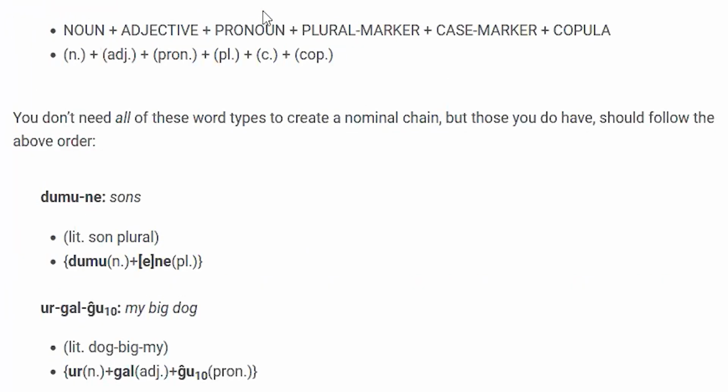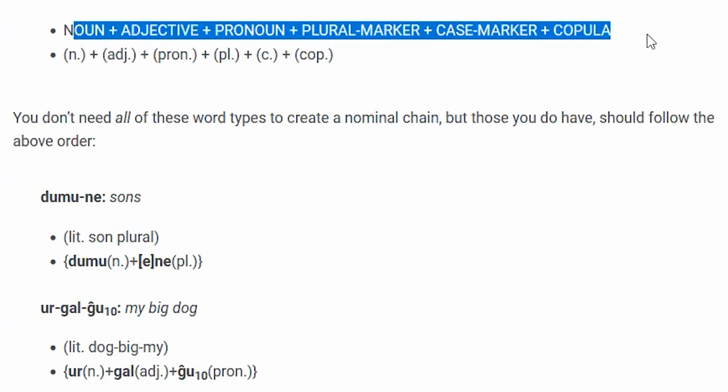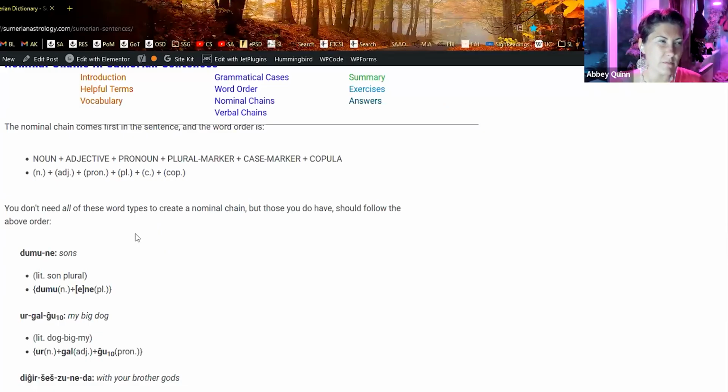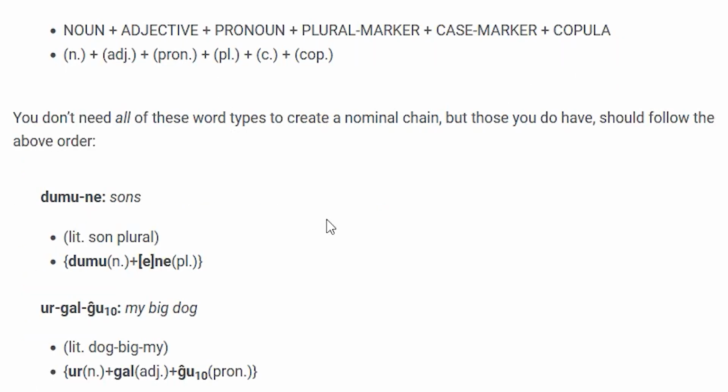Again, you don't need all of these, but if you do have them, they should pretty much come in this order. Now, sometimes they don't. Sometimes words are moved around for personal style or dramatic emphasis or whatever. But for the most part, they're going to follow this order.